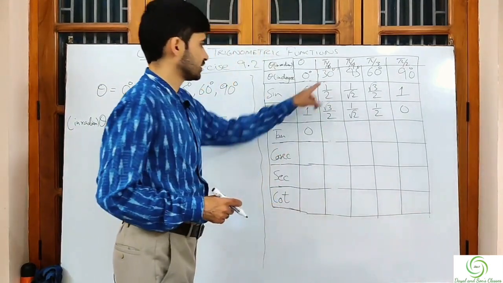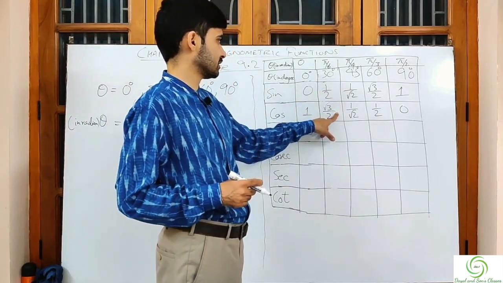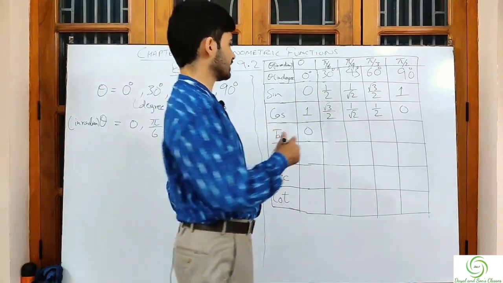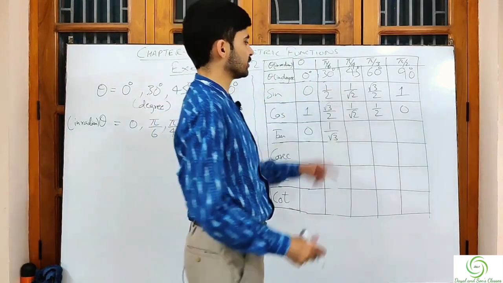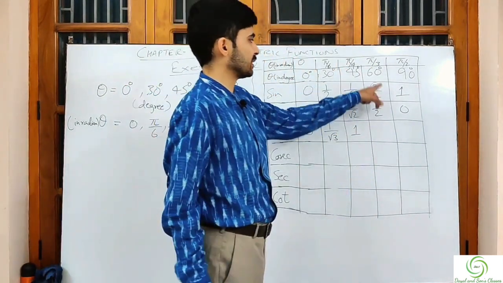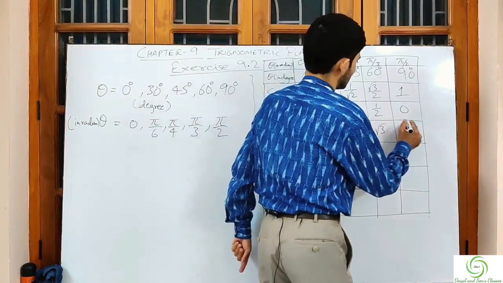Now tan 30 will be equal to sin 30 divided by cos 30, that is equal to 1 upon root 3. 1 by root 2 upon 1 by root 2 will give me 1. Tan 45 will be 1. Similarly, tan 60 means root 3 by 2 divided by 1 by 2, that is root 3.